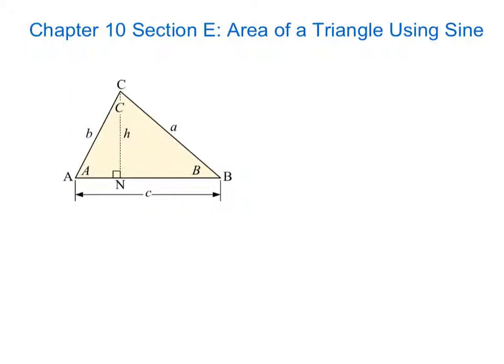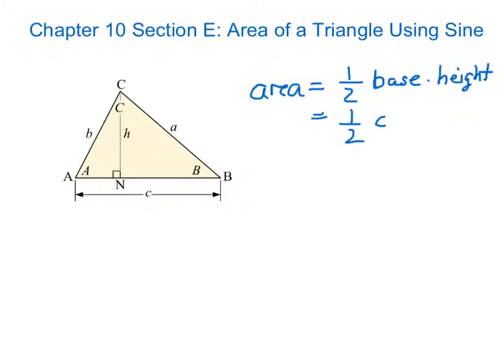This is pretty standard convention for most triangles, so you should get in the habit of labeling your triangles like this, with opposite sides in the lowercase letter of the angle. Now, if we're interested in finding the area of this triangle, we have to recall from geometry that area is equal to 1/2 base times the height. In this case, our base is side c, and our height is h, which is denoted by the line from C to N.